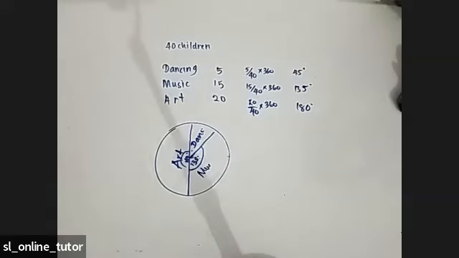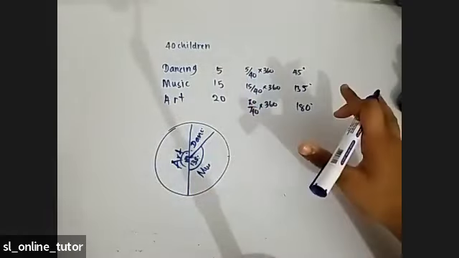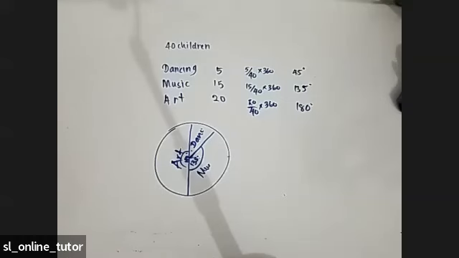Yes, Miss. Mark the question number 2 and 3 as your homework. Now write down the next topic. Extracting information from a pie chart. First, what did we learn? How to enter information to a pie chart. Now we are learning how to extract information from a pie chart. So write down the topic.